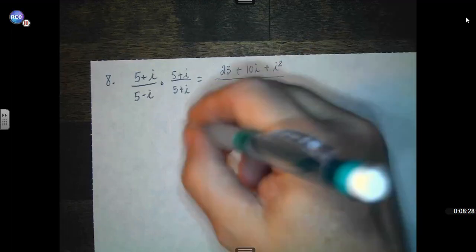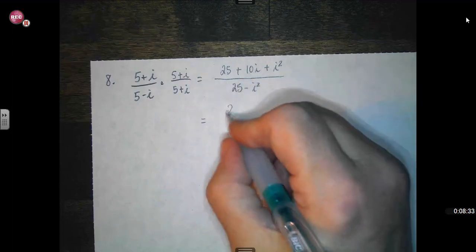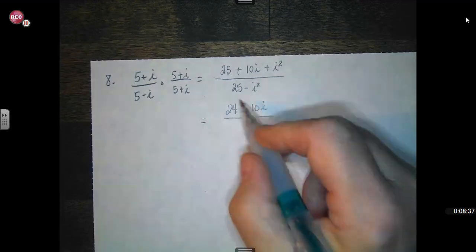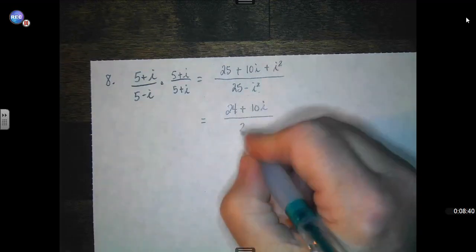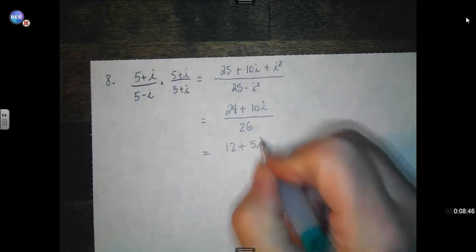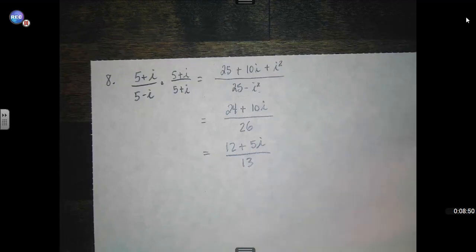And so the numerator is going to be 25 minus 1, or 24. And down here, that's going to be 25 plus 1, or 26. And I can reduce that fraction. I can take a 2 out of everything. I can only do that if I can take it out of everything, not one or the other in the top. Okay?